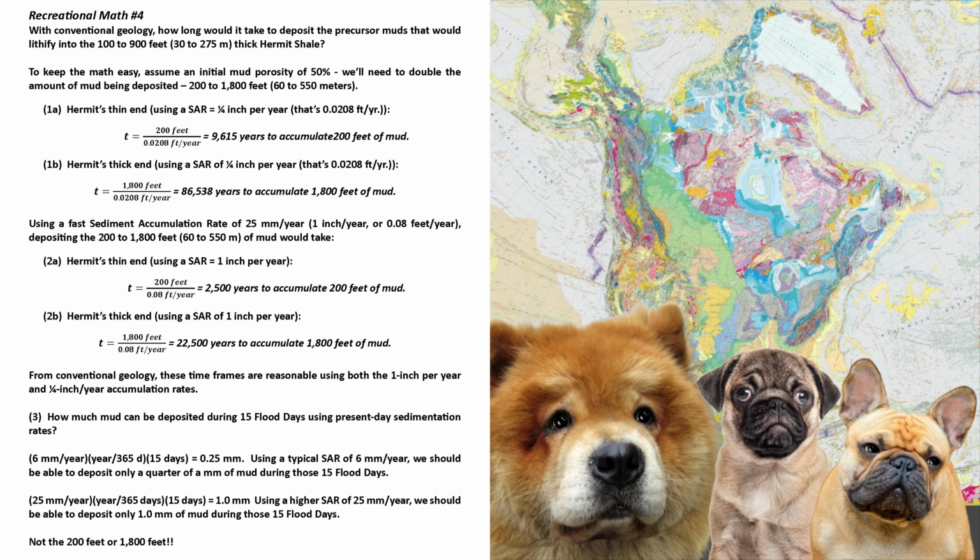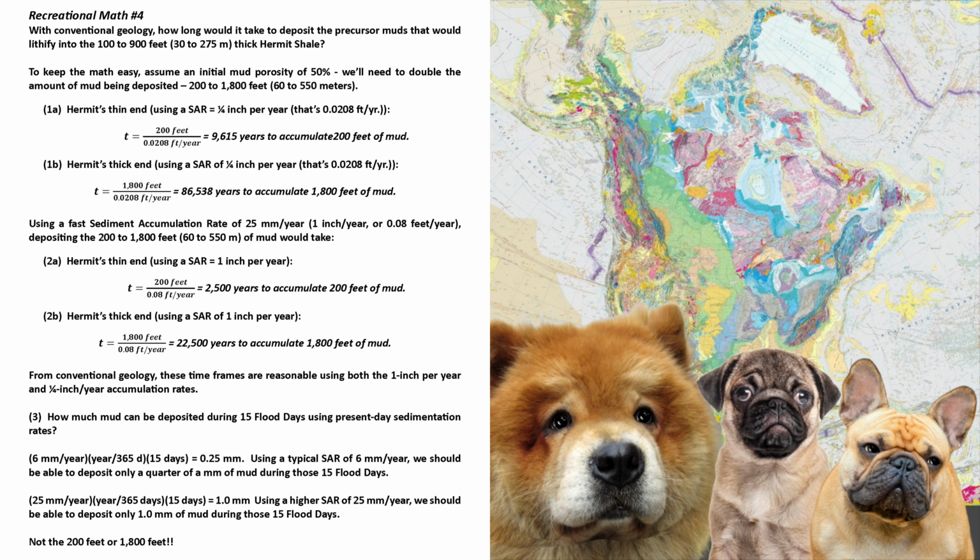Quadruple that sedimentation rate and see what we get. The thin end of the Hermit would be 200 feet divided by 1 inch per year equals 2,500 years to be deposited, and 22,500 years at the thickest. That 1 inch, 25 millimeters, per year seems like a fast but not unreasonable rate. But even that fast a rate would not be anywhere near enough to satisfy the young Earth cultist, would it?